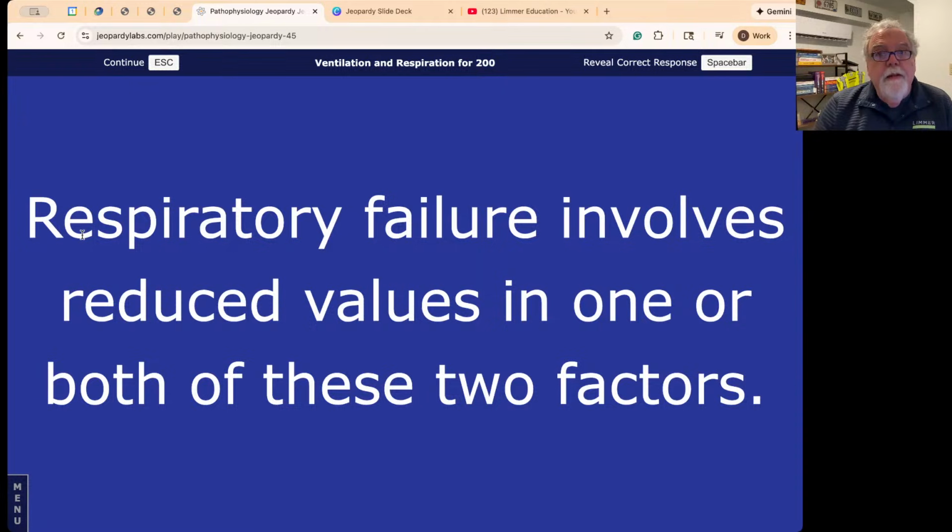Oh, Scholar, you're right. That's another thing. You have beta 2. You have two lungs. And that's the way to remember that. Beta 2 works on the lungs. I like it. All right, we'll keep going in respiration, Javier. Respiratory failure involves reduced values in one or both of these two factors.